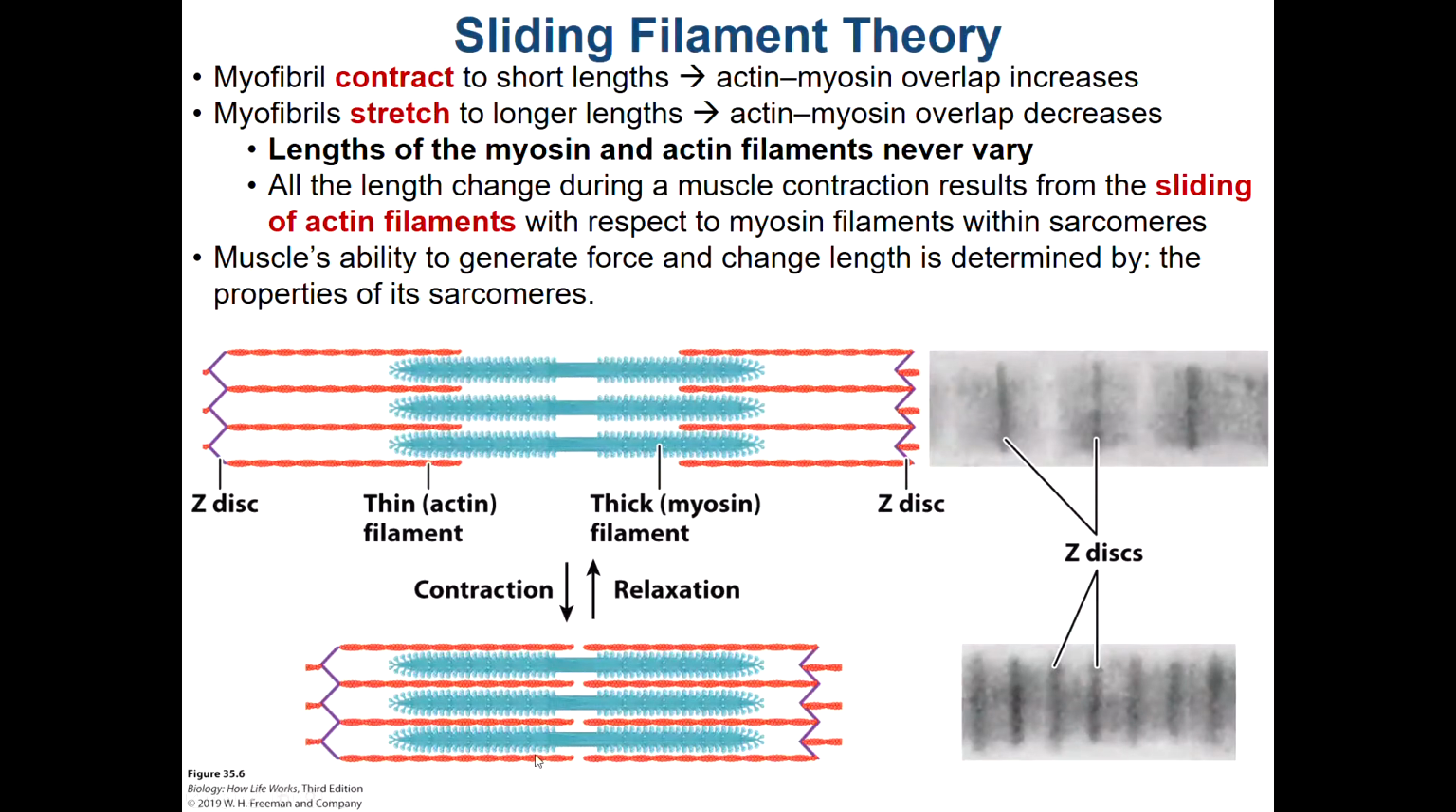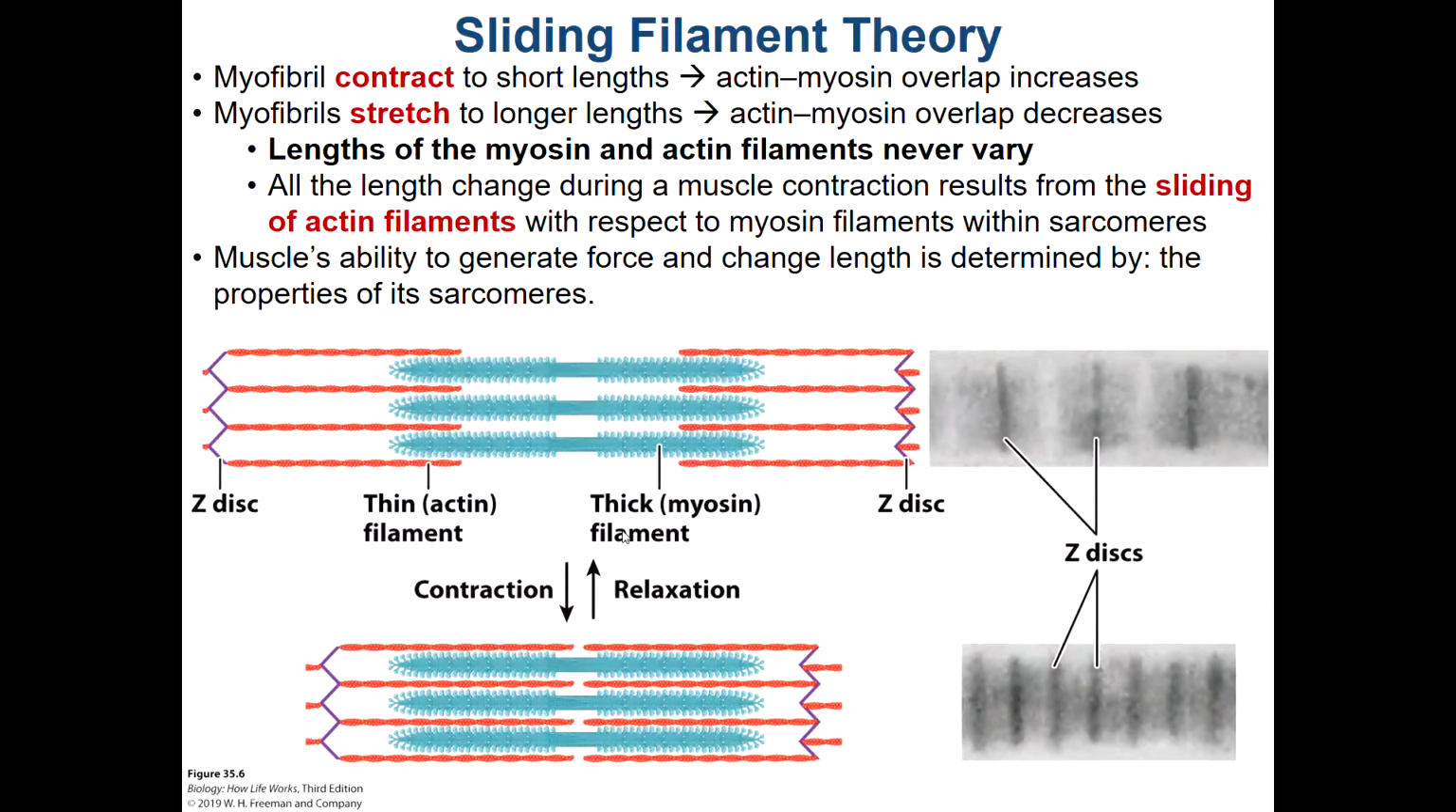So the more overlap you have, the closer they are together, the smaller that gap in the midline is. The more relaxed your muscles are, the further apart and less overlap there is of the filaments. But the actual length of this red actin thin filament here is the same length as it is down here once the muscle contracts. So there's never any change in the length of the filament. It's just the space of overlap that changes. All the length change during muscle contraction results from the sliding of the actin filaments with respect to the myosin filaments within the sarcomeres.